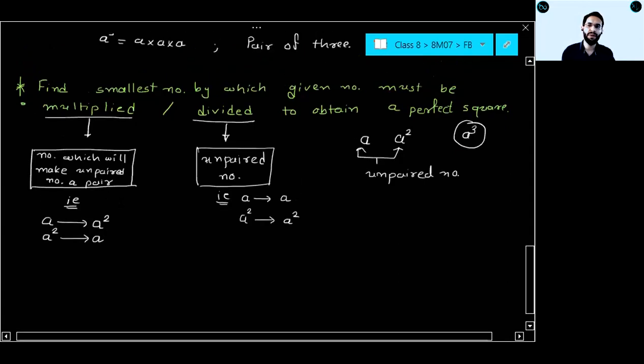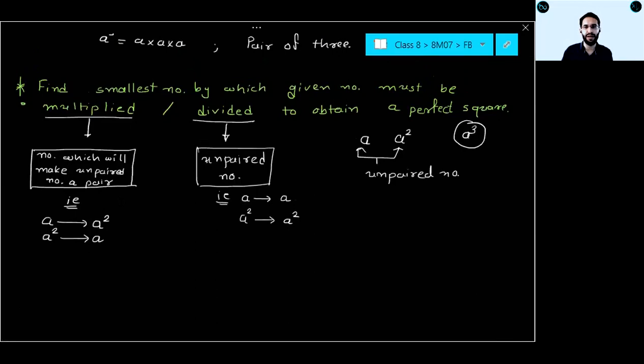So this you have to remember for this type of question. If it is a question of divided or a question of multiplied, you should use this method. For divided, the unpaired number is your answer. For multiplied, the number which will make the unpaired number a pair is your answer. Is it clear? Please give me some response, everyone.